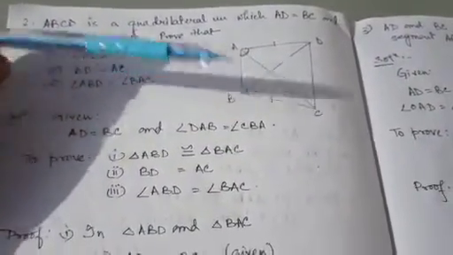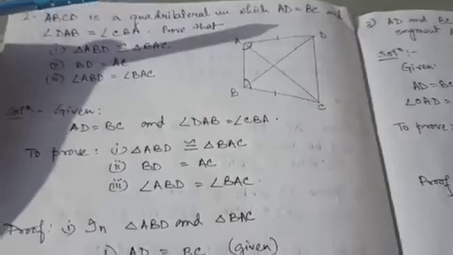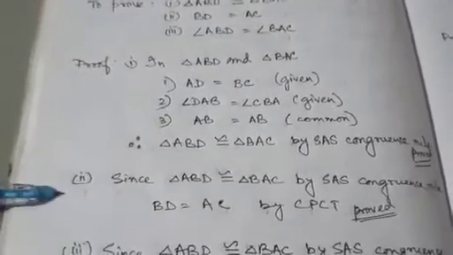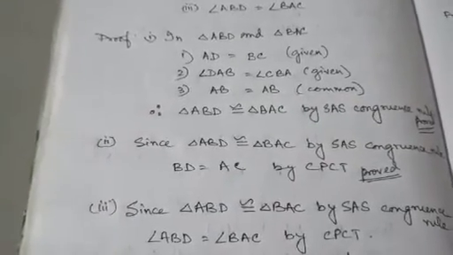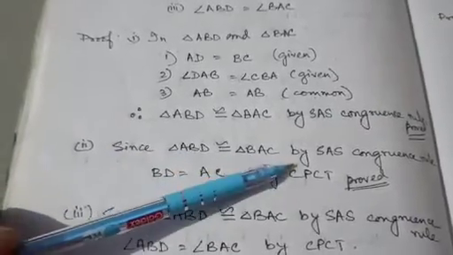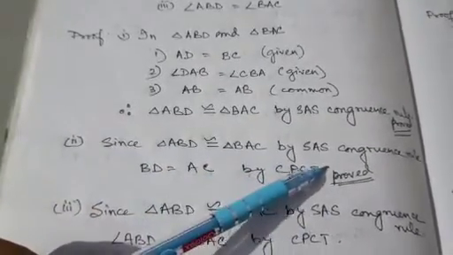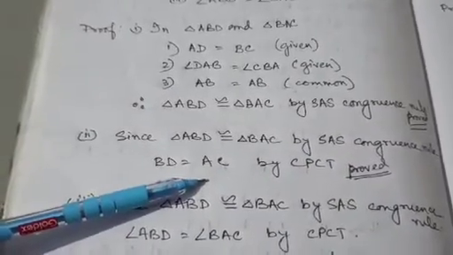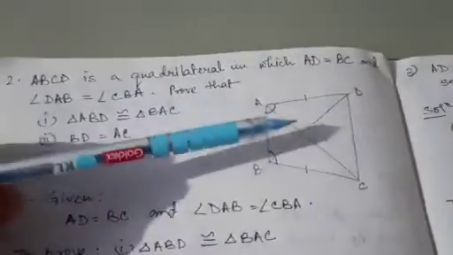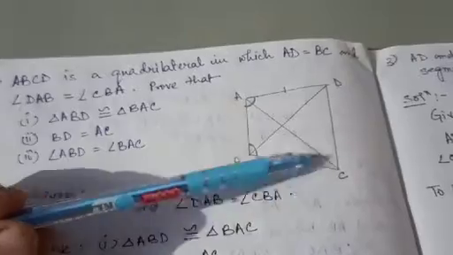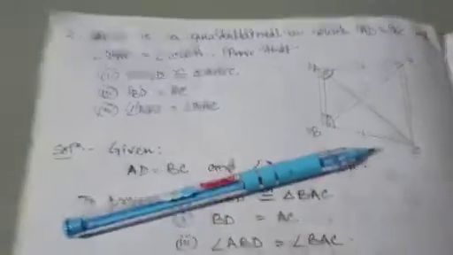Now since the triangles are congruent, we can say all the sides and all the angles of the triangles are equal to each other. So we will write subpart 2 and subpart 3 like this. Since triangle ABD and BAC are congruent by side angle side congruency rule, we can say BD is equal to AC by CPCT. Since the triangles are congruent, we can say BD and AC are equal. BD is this part.